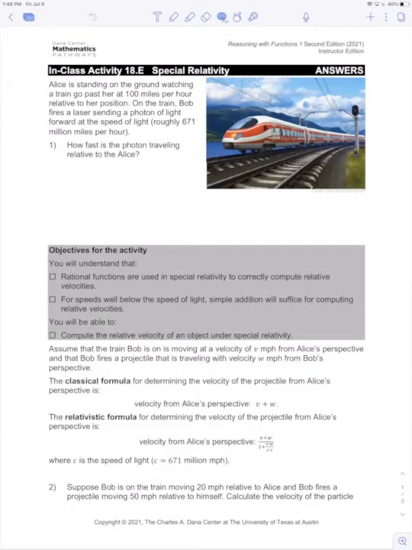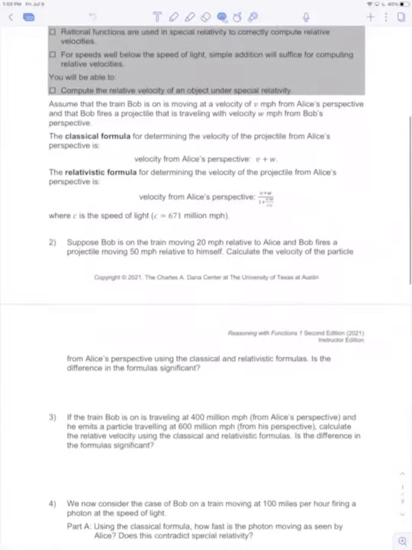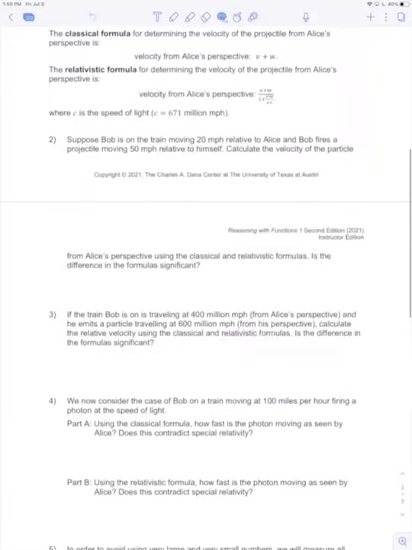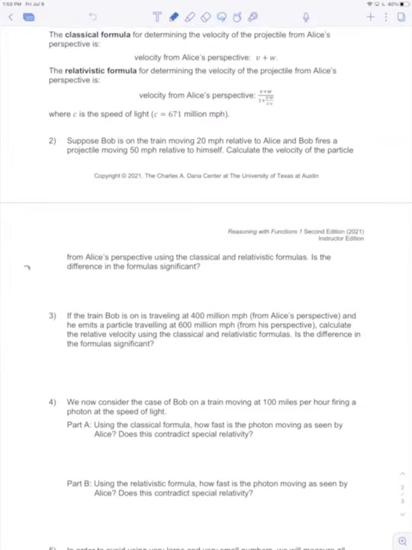2. Suppose Bob is on the train moving 20 miles per hour relative to Alice, and Bob fires a projectile moving 50 miles per hour relative to himself. Calculate the velocity of the particle from Alice's perspective, using the classical and relativistic formulas. Well, the classical formula would just be the sum of the two. So we have 20 plus 50 gives us 70.